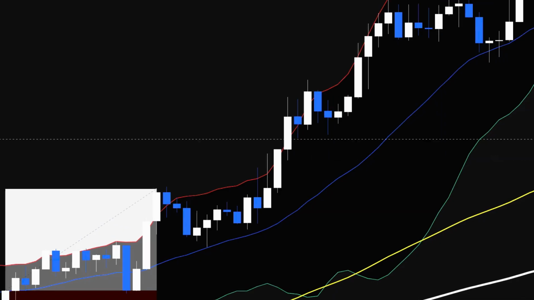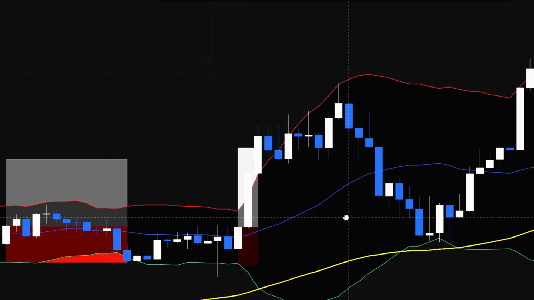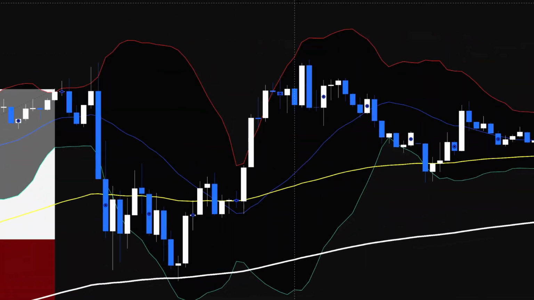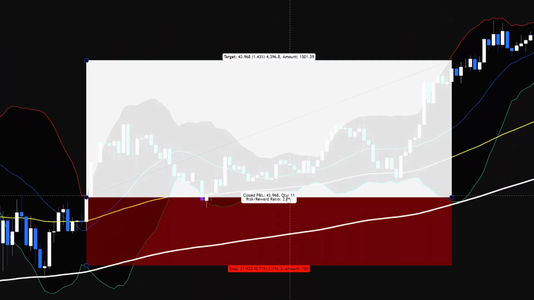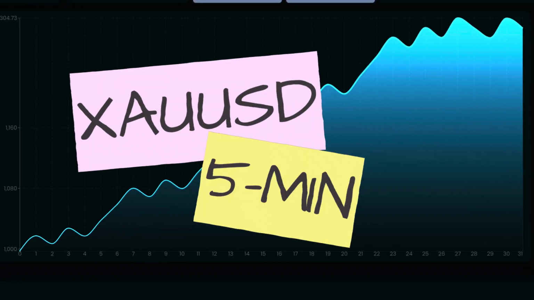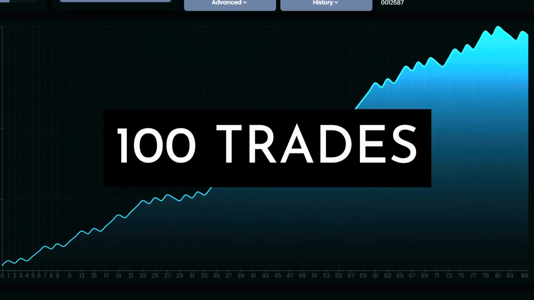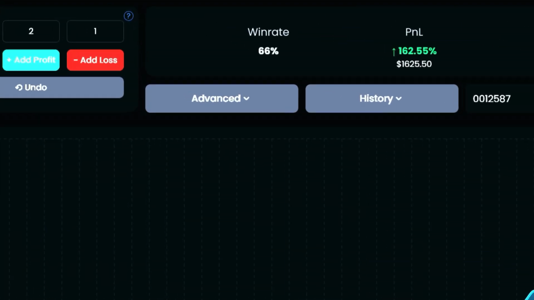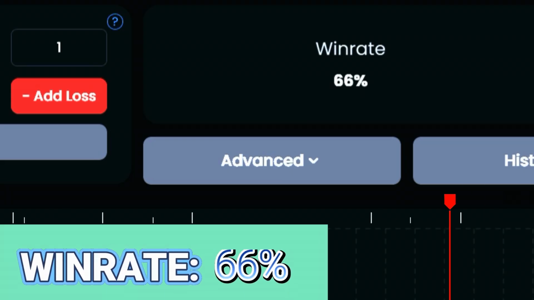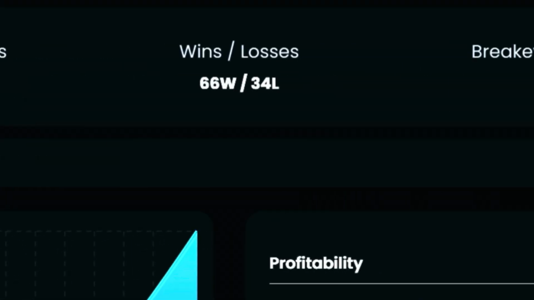Okay, so you saw those examples, right? And you might be thinking, alright, that looks promising, but is it consistent? Well, you don't have to just take my word for it. We actually backtested this strategy. We tested it right here on this exact 5-minute gold chart for well over 100 trades, and here are the results we got. The win rate comes in at 66%. What does that mean? Simply, the strategy won about two thirds of the time we tested it.